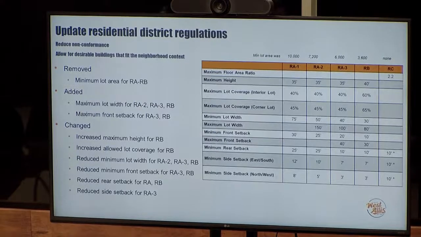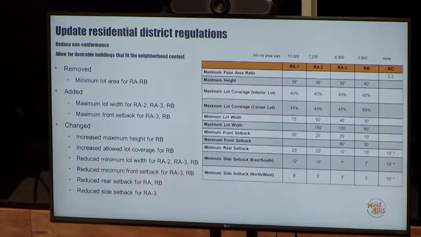In terms of the height, within the RA districts, really not changing too much. In the RB district, we're going from 35 feet to 40 feet, and this is again to support a little bit more, in some cases, potentially density. On the traditional east side of West Dallas, we typically have, in some cases, smaller lots but maybe taller homes. So we want to accommodate roof pitches, the additional capacity for, whether it be a third floor or just a steeper pitched roof on a duplex.